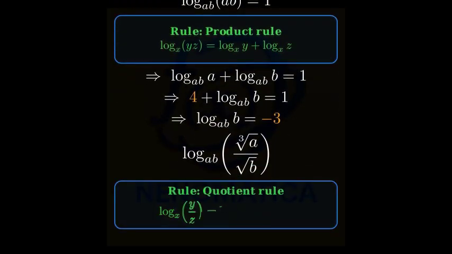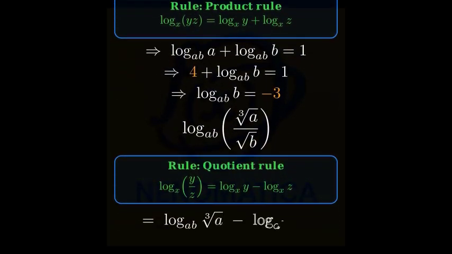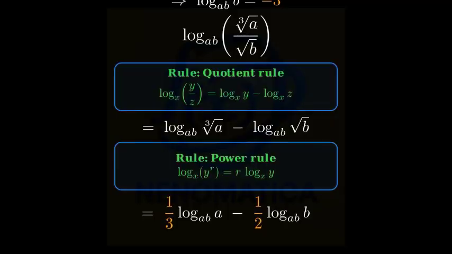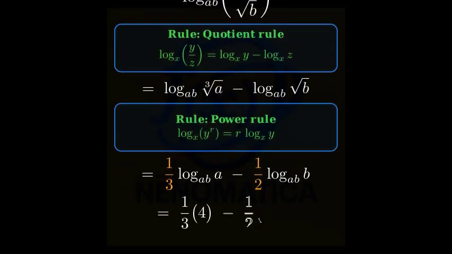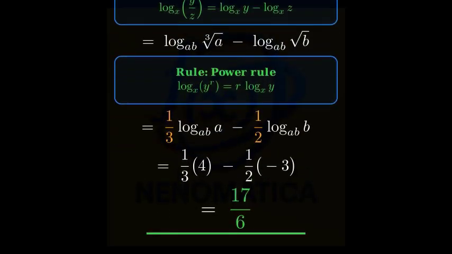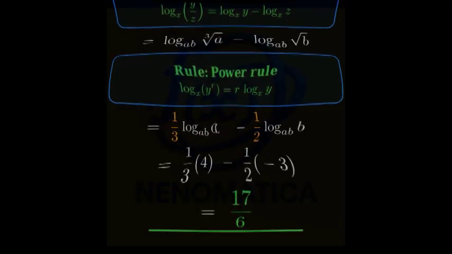Step 6. Apply the quotient rule to split it into a difference of 2 logarithms. Step 7. Use the power rule to bring the fractional exponents out in front. Step 8. Substitute the two values we now know, 4 and -3. Finally, compute the arithmetic to reach the result 17/6.